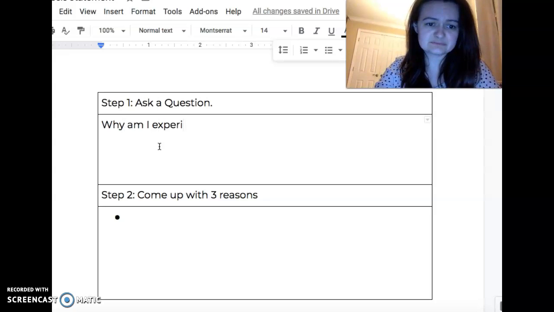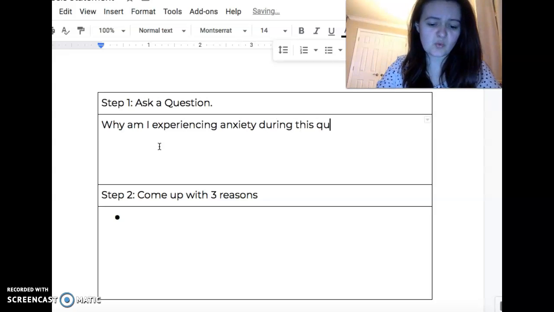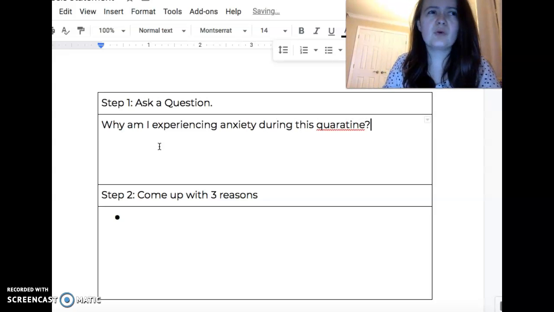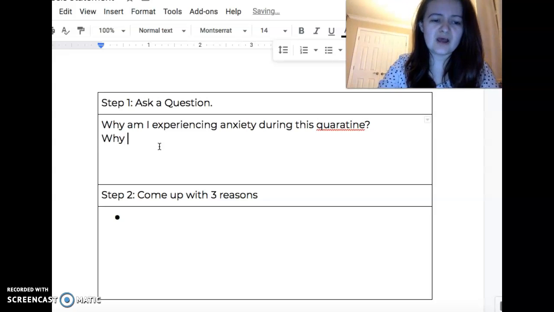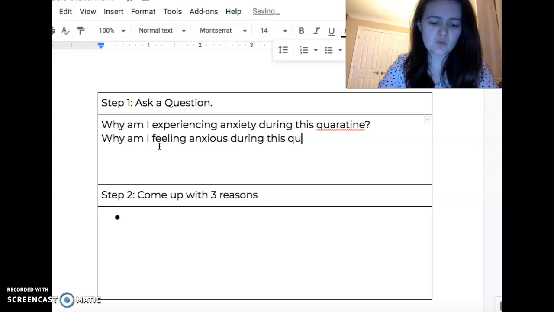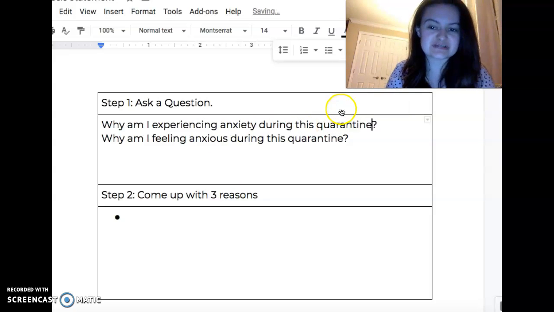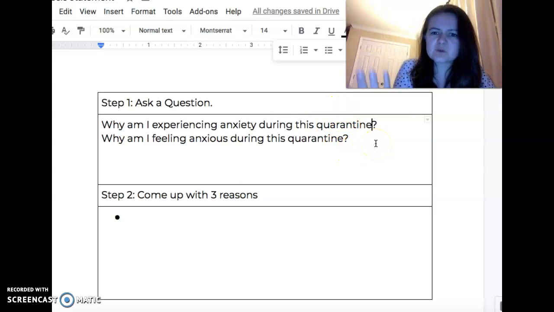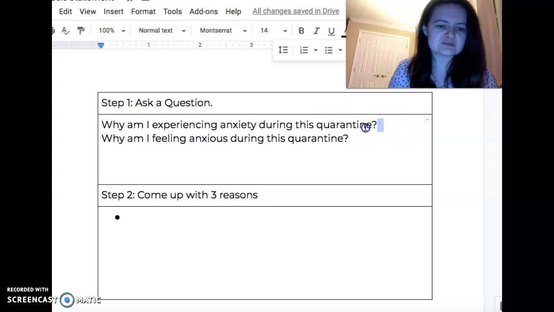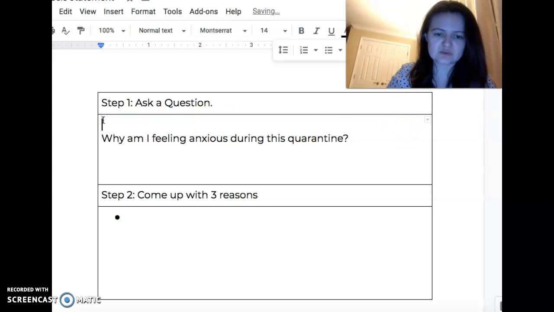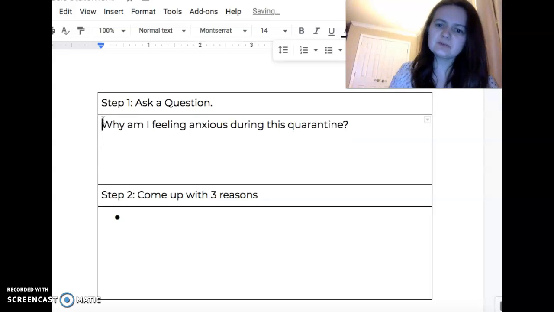experiencing anxiety during this quarantine? Or I could even say, why am I feeling anxious during this quarantine? And I need to fix my spelling for the first one, and luckily we have the spell check there. Okay, so I have these questions in front of me, and I really like this one down here. Why am I feeling anxious during this quarantine? All right, and that's going to be my first question.